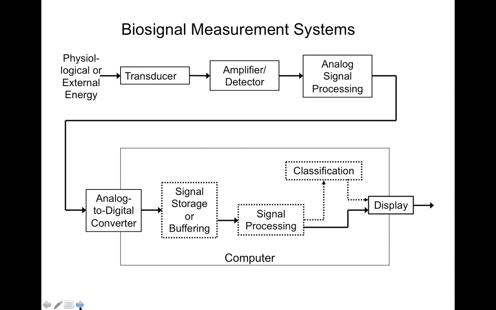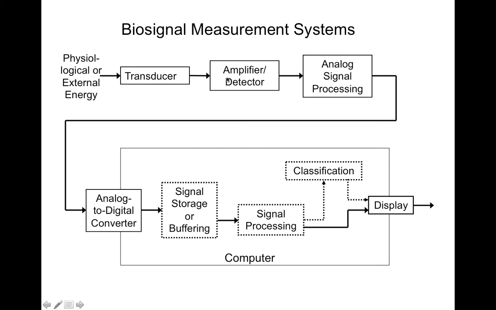So here's a flowchart of a typical biosignal measurement system. And I want to point out that not all systems have this particular kind of a flowchart. Some systems have some components and don't have other components, but this is just one that tries to include as many things as you typically see. So you have your physiological or external energy system, and then we have some kind of transducer that's actually what makes the measurement and converts it from that energy to an electrical signal.